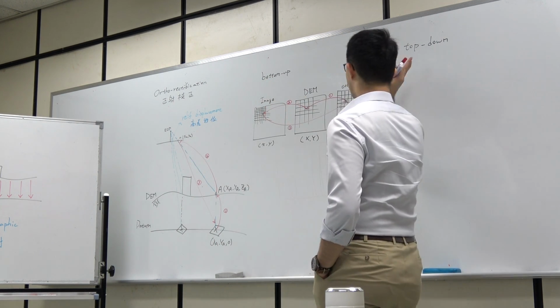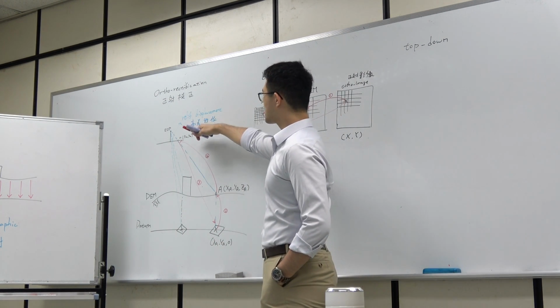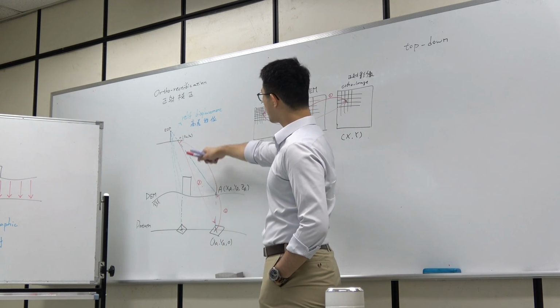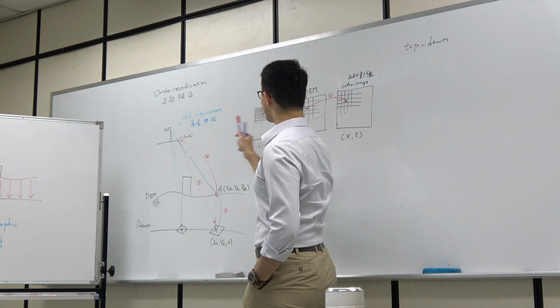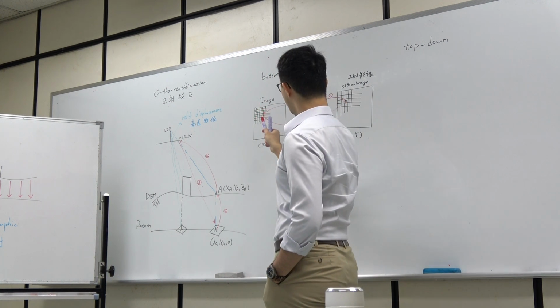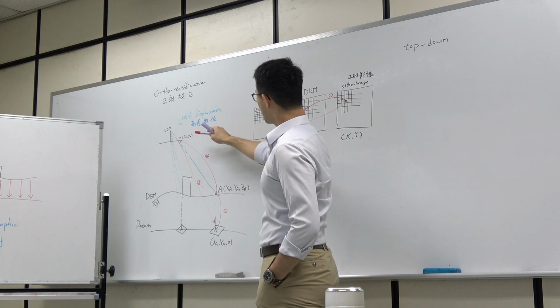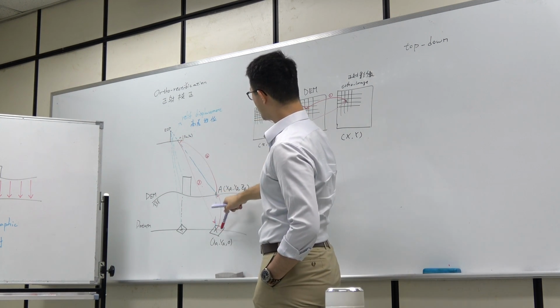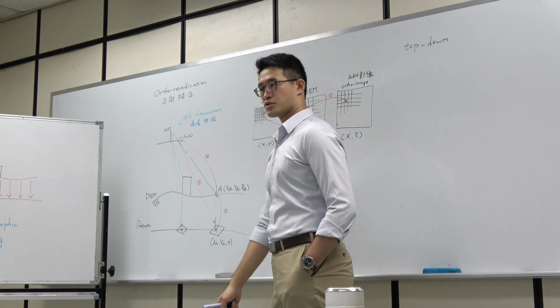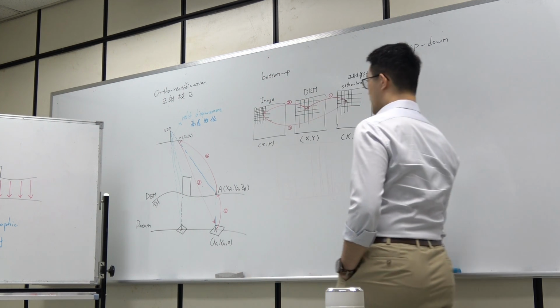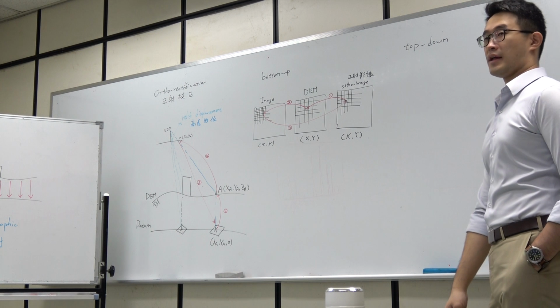So top-down means, can I go from the top to the bottom? For example, can I go from the small A point? I have the image already, so can I point at any pixel on the image, and then project it to the author image? Can I do that?